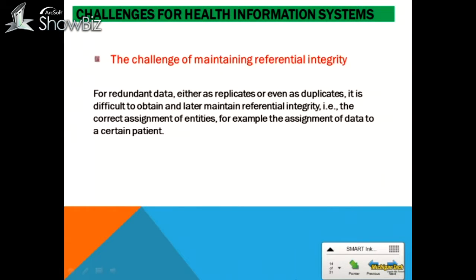Also, maintaining referential integrity is another challenge we will meet in this kind of thing. For redundant data, either as replicates or even as duplicates, it is difficult to obtain and maintain referential integrity, the correct assignment of entities. For example, the assignment of data to a certain patient. So this is the integrity.